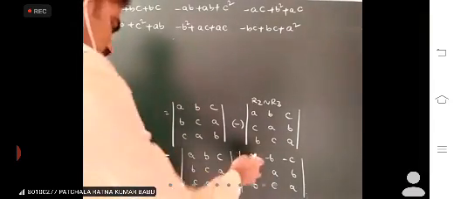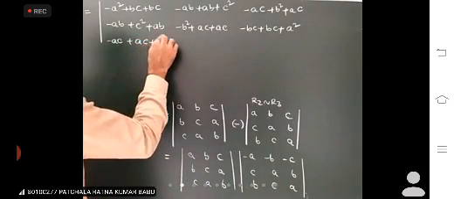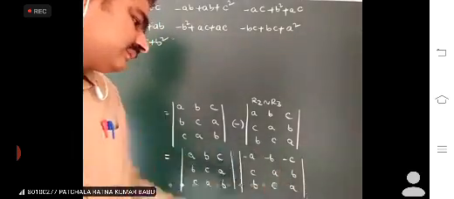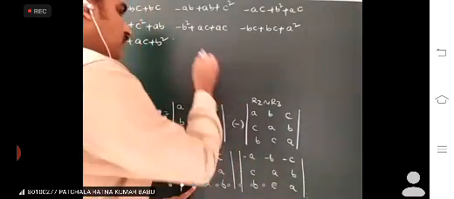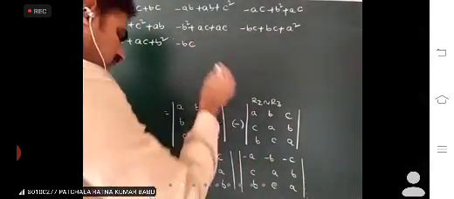Okay. Next, multiply the third row with first column. C into minus A, minus AC, plus A into C, AC, plus B into B, B squared. Multiply the third row with second column. C into minus B, C.